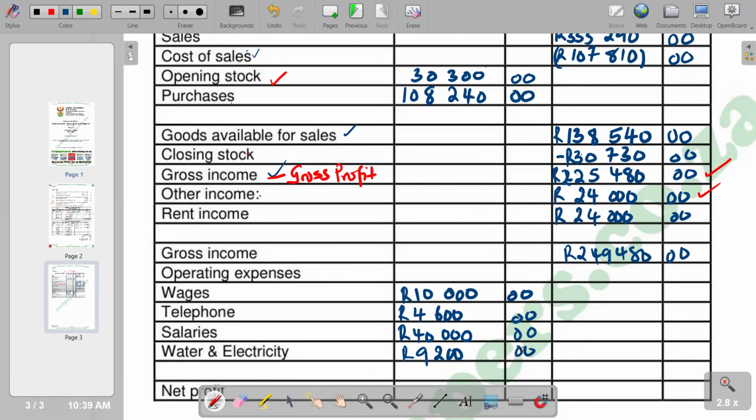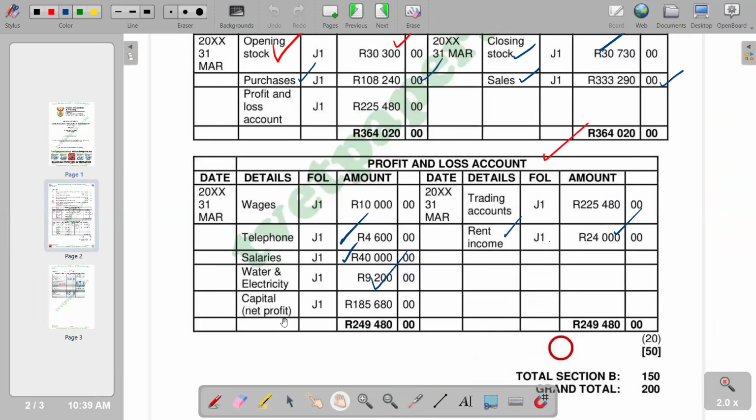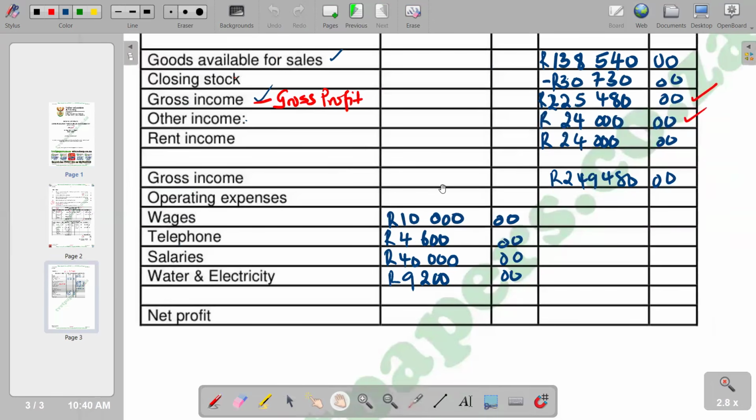So you'd see that these are the only expenses that we have. If you refer back, you'd see that the next one is capital, which represents the net profit. So it's not an expense. We leave that. We now go to add all the expenses that we have. So if we add, that is our 10,000 plus 4,600 plus 40,000 plus 9,200, you get your total for expenses is 63,800.